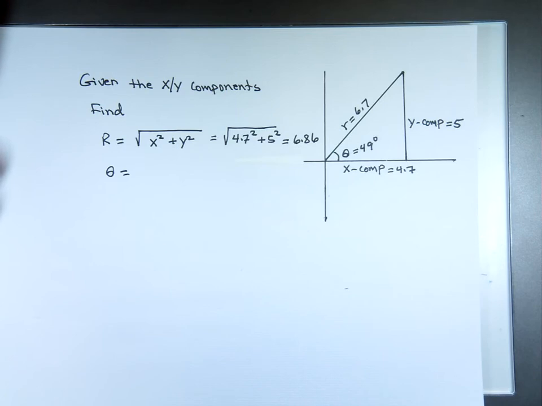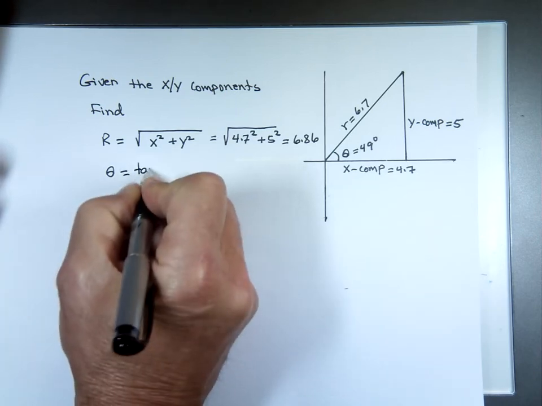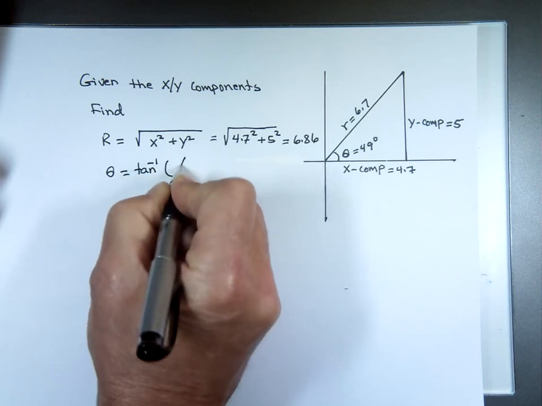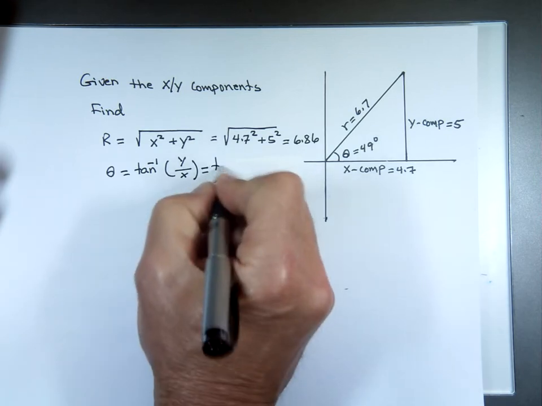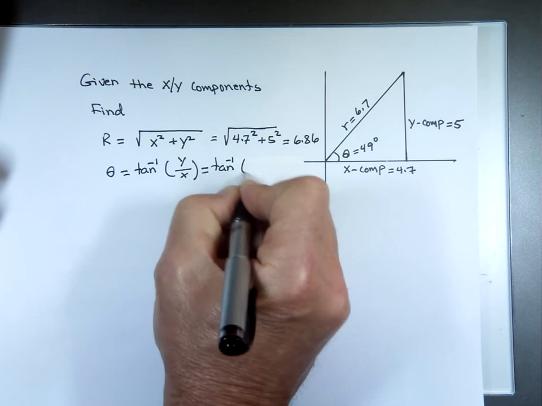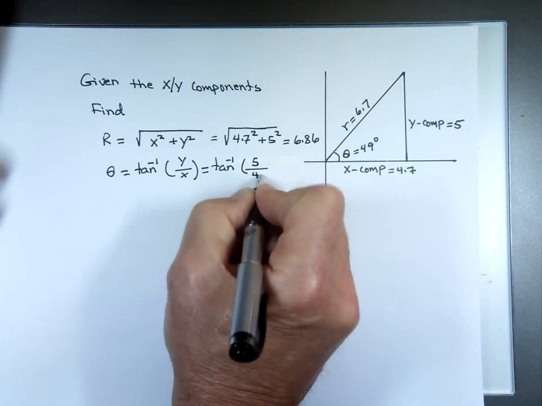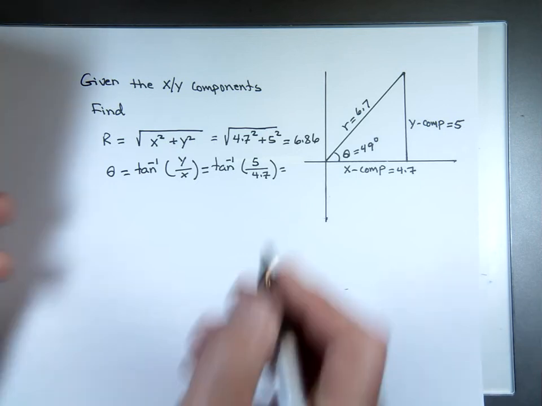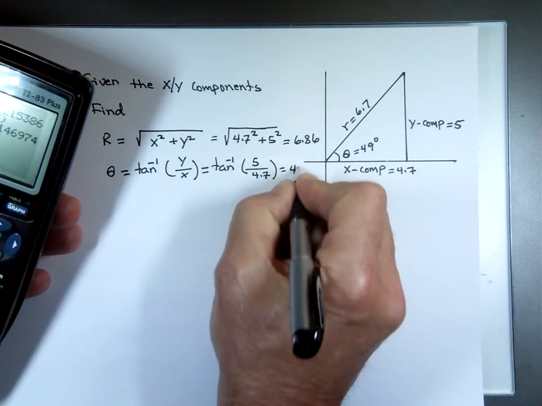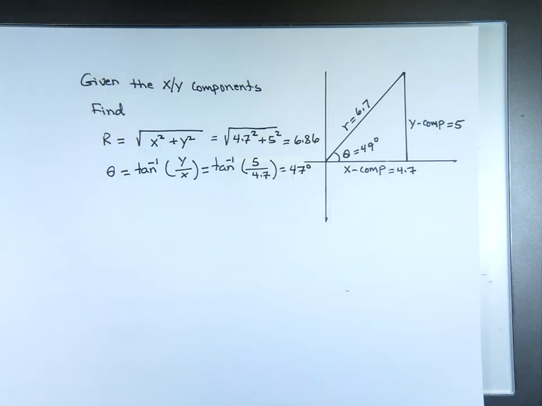And theta is the inverse tangent of the y value over the x value. That's how you get them. So the inverse tangent here of y, which is 5, over x, which is 4.7. Inverse tangent, 5 divided by 4.7. I said somewhere between 49 and 50. That's what I came up with. I was a little bit wrong there. It's about 47 degrees. I said 49. Not bad. 46.77.